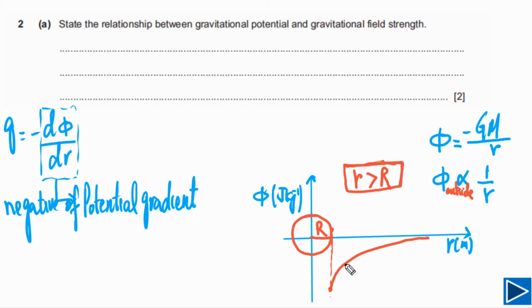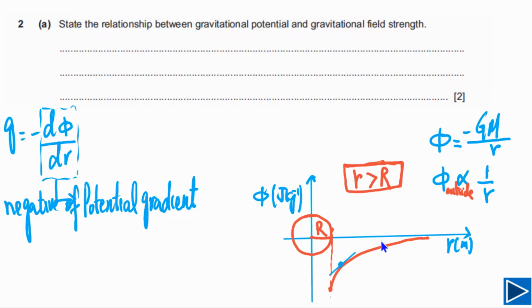So let's try to understand this one with one simple example. Let's say we need to find the value of G at this point. So first of all, we need to draw the tangent line at this point. So this is our tangent line, and if we take the gradient of this and then we take negative of gradient, that is equal to G.